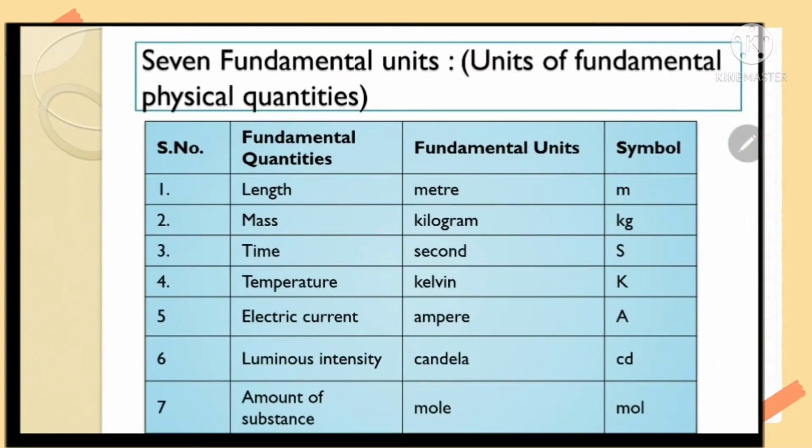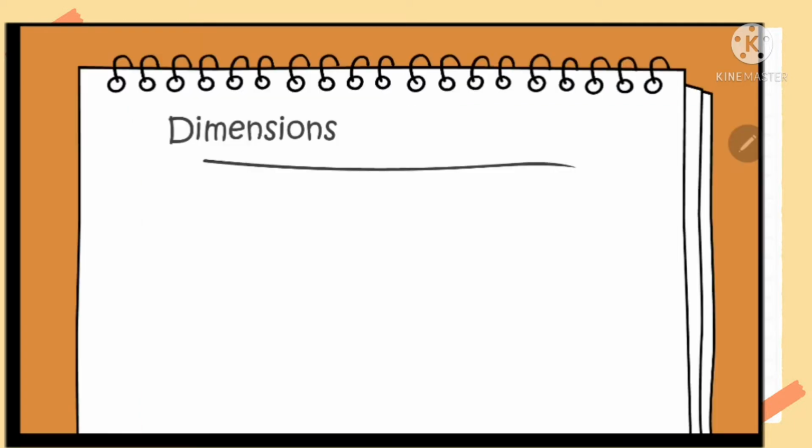So, before that, we need a quick recap on the 7 fundamental units. These are length, mass, time, temperature, electric current, luminous intensity and amount of substance, their respective units and their symbols you can see in the second and third column. There are 7 fundamental or base quantities.